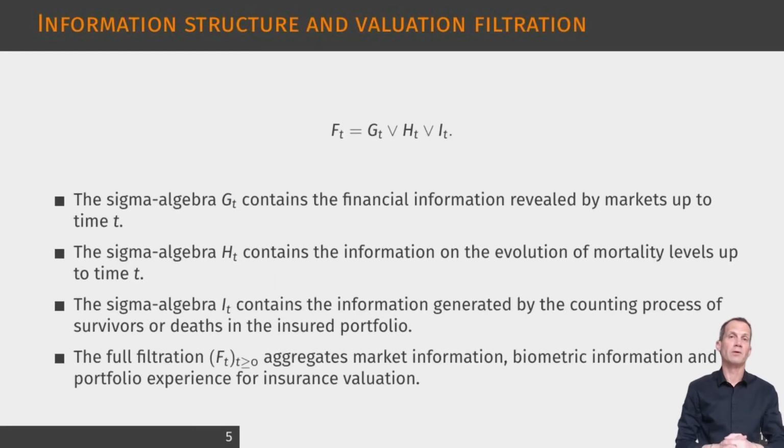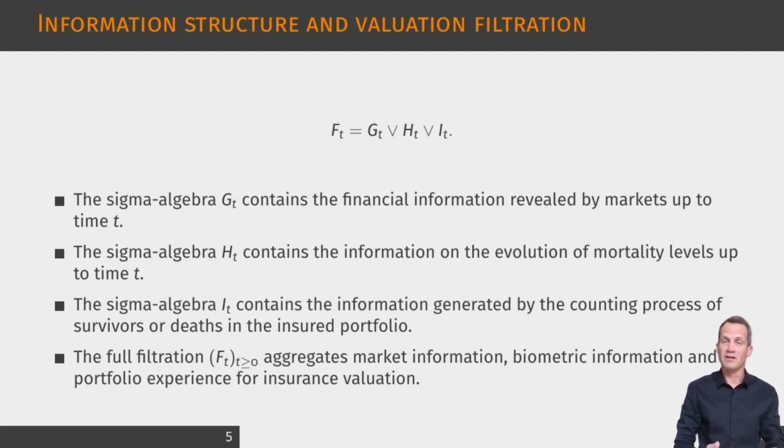The displayed expression defines the global information available at time t. It combines three types of information. The first component represents the financial information revealed by markets, such as bond prices, interest rates, and other traded financial quantities. The second component represents information about the evolution of mortality levels. This is the information used to update assumptions on future forces of mortality. The third component represents the information generated by the insurer's own portfolio, in particular the number of survivors or deaths observed up to time t.